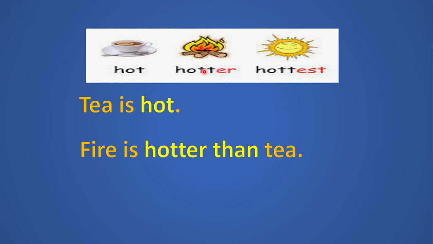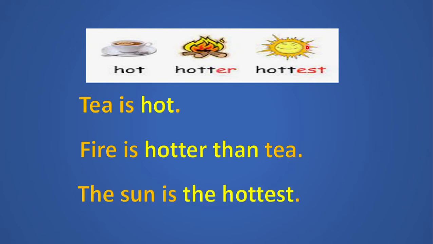Fire, here is the fire. Fire is hotter than tea. So my students, I said hotter than. And of course, don't forget to double the consonant because we have a vowel before it. Fire is hotter than tea. I compare two, fire with the tea. So fire is hotter than tea.